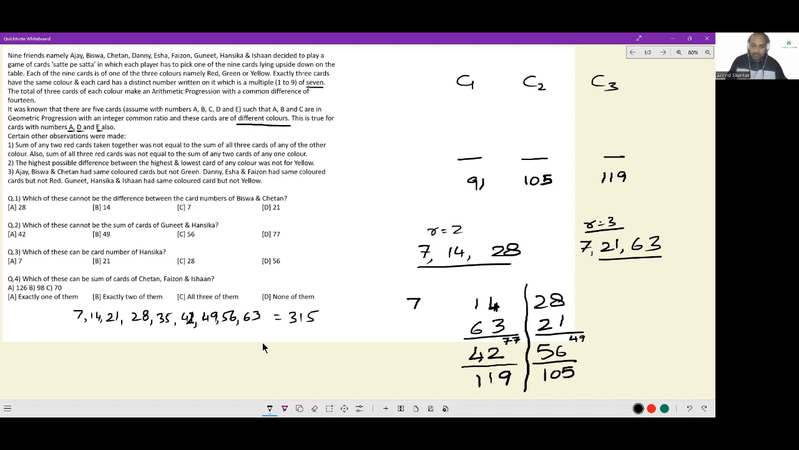And the numbers that are left: 7, 14, 7 is used up, 14 is used up, 21 is used up, 28 is used up, 35 will come here, 42 is used up, and 49 will come here. We get to 91. Okay, so the three cards here are 7, 35, and 49. And the three cards used up for 105 are 21, 28, and 56. And the three cards used up here are 14, 42, and 63.